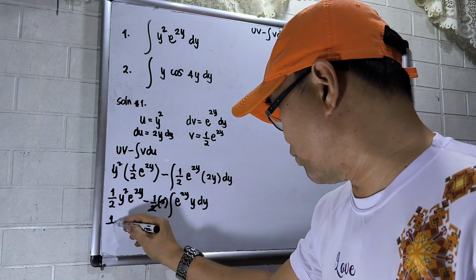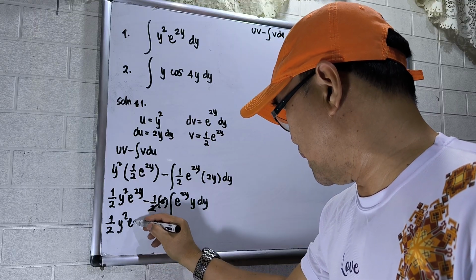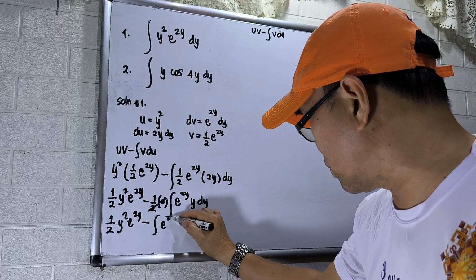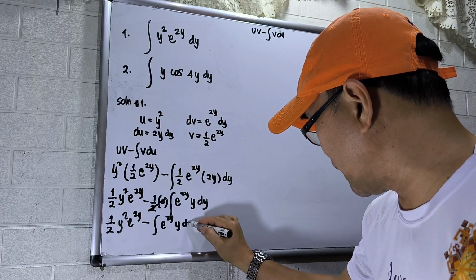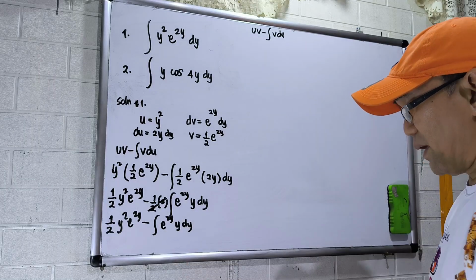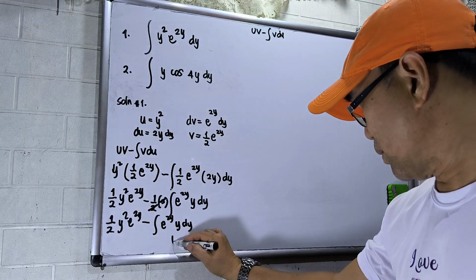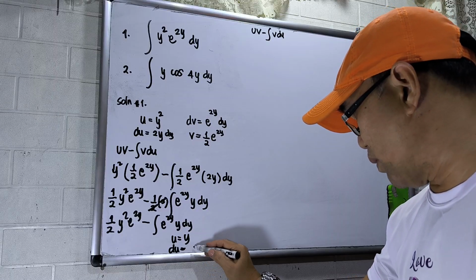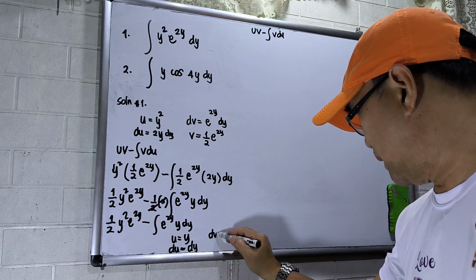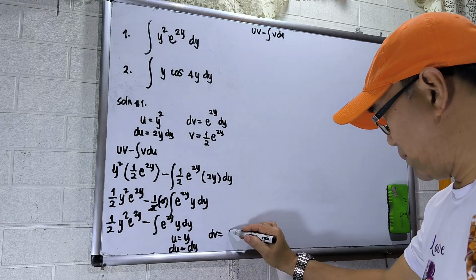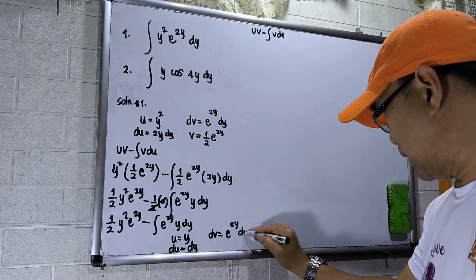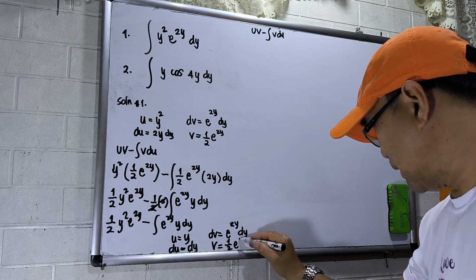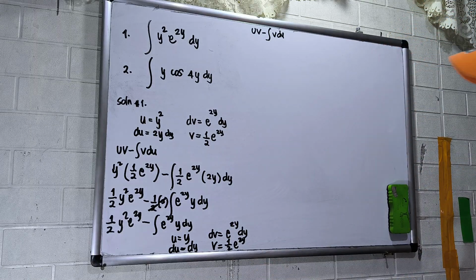So I have now 1 over 2 y squared e to the 2y minus the integral of e to the 2y times y dy. Again, this is integration by parts. So u will be y, and then du, differentiating y, will be dy, and then dv is e to the 2y dy. Integrating both sides, this will be 1 over 2 e to the 2y. I've just copied this one.